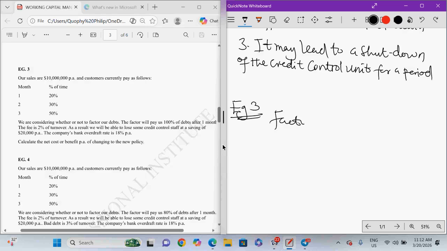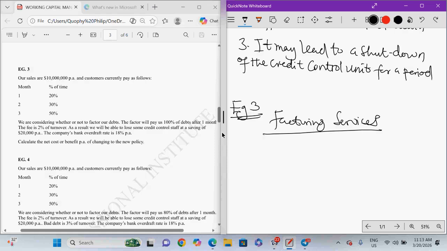Okay, so let me see, factoring services. Well, this question is based on factoring. So we are having the sales, months 1, 2, 3, 20%. Then we are considering whether or not to factor our debt. The factors will pay 100% of the debt after 1 month. The fee is 2% of turnover, right? 2% of the sales. The turnover here means sales.